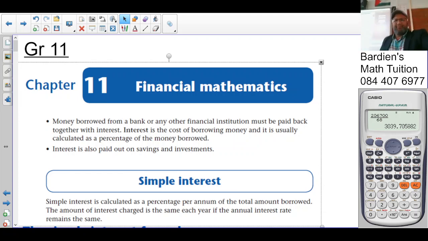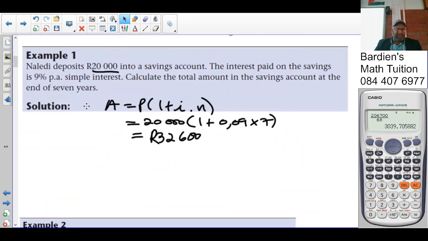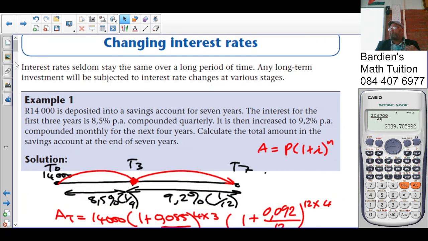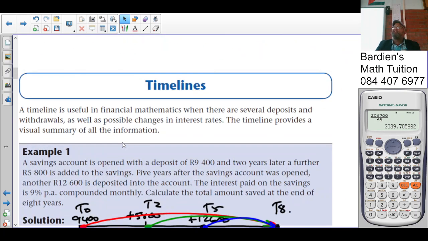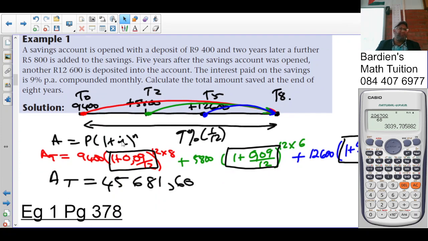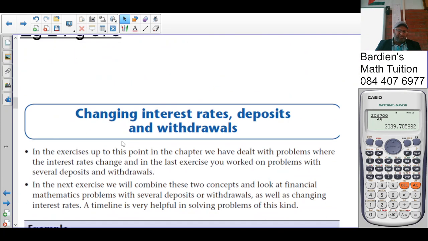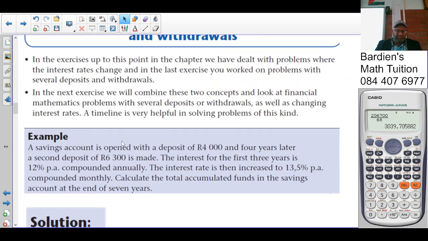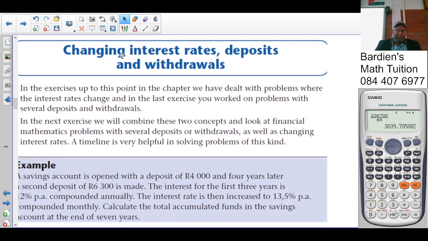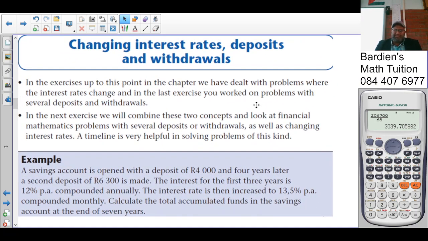Okay, good morning class. So we're going to start off our lesson with financial maths. We're going to look at a couple of examples, the examples for exercise 11.5. So changing interest rates, deposits and withdrawals. We're looking today at changing interest rates, deposits and withdrawals. This is the example.